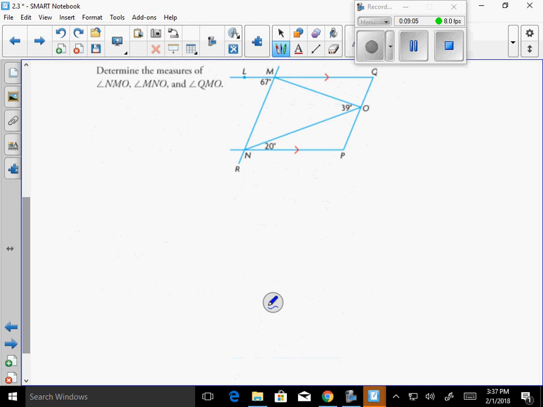All right, so for this one, this is on page 88 of the textbook, in case you wanted to follow along. Okay. So I want to solve for NMO, so that's this angle here. And I want to solve for MNO, which is this one here. And I also want to solve for QMO, which is that one there. Okay.